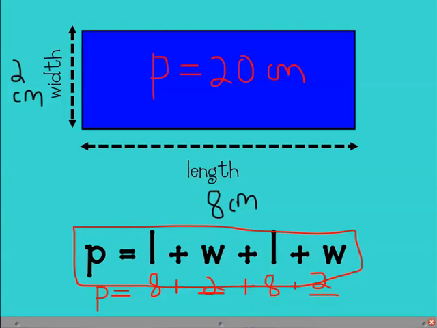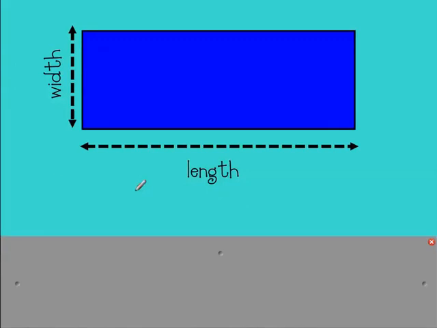Now, another way to think about perimeter, again, remember what we talked about. We know that the opposite sides of a rectangle are the same length or the same size. So whatever this side of the rectangle is, this side is as well. And whatever the width is over here, the width is the same on this side over here. So let's use the example of 8 and 2 again. If my length is 8 centimeters, then my width is 2 centimeters.